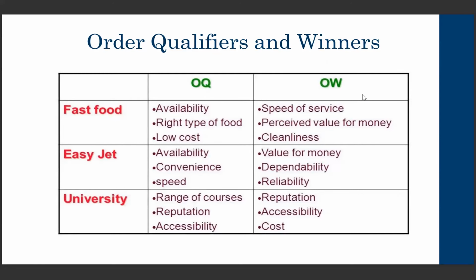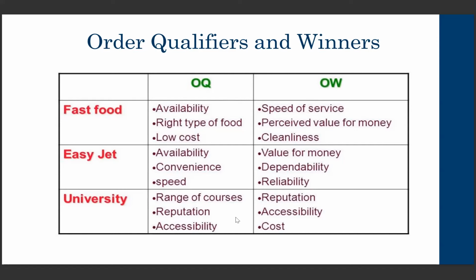Here we are. This is a small table showing how an order qualifier differs from an order winner. For example, in fast food, to qualify as an order qualifier, it needs to be available, the right type of food, and low cost. But to be an order winner, they need to focus more on speed of service, perceived value for money, and cleanliness. The order qualifiers and order winners depend on the industry.